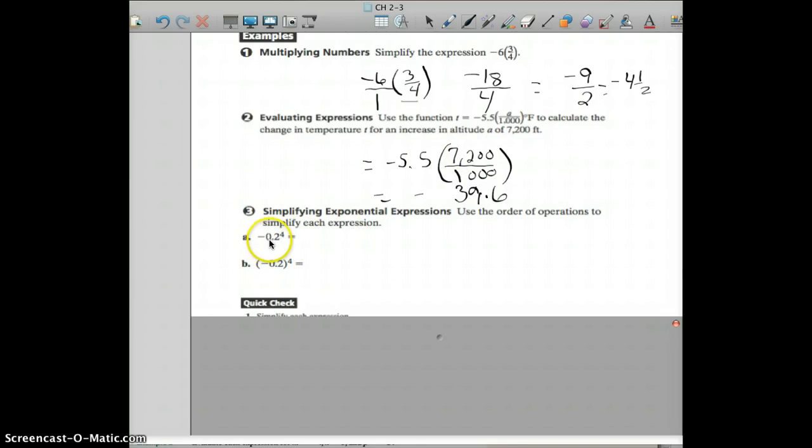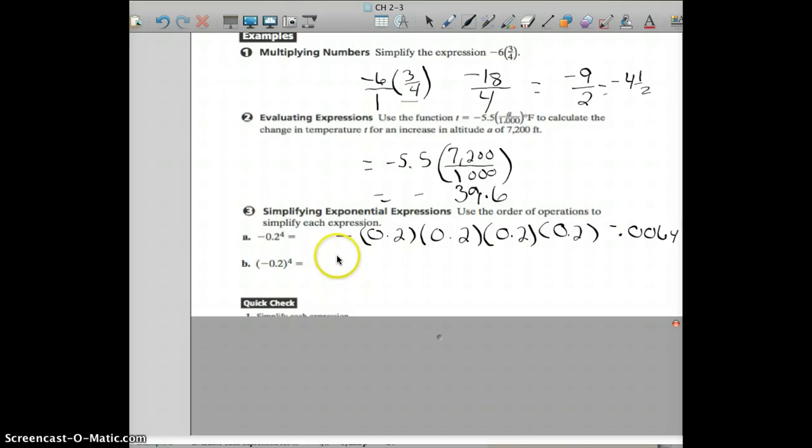We have the negative 0.2 to the 4th, and down here we have parenthesis negative 0.2 close parenthesis to the 4th. In the first example, A, only the 0.2 is in front of the exponent, which is the power of 4. So here we have 0.2, 0.2, which is going to leave me with 0.0064, and that's going to be a negative number.